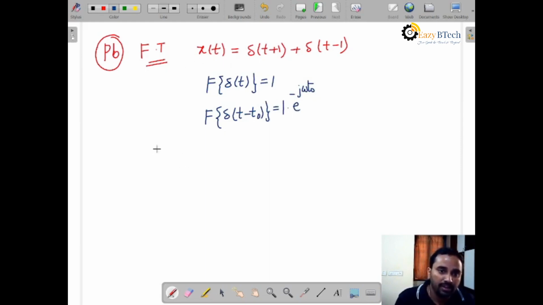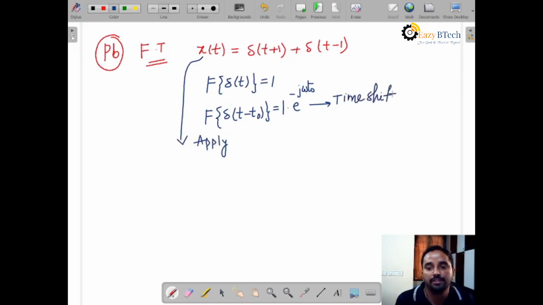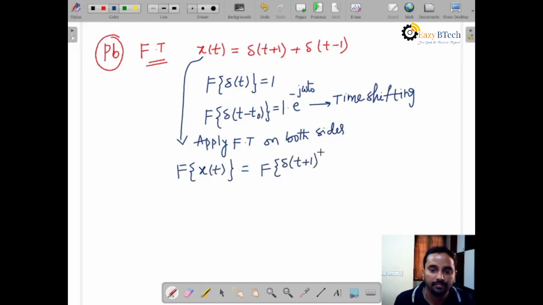Now the Fourier transform of x of t. Apply the Fourier transform. This is the time shifting property. Properties are very helpful to do Fourier transform analysis easily. So apply the Fourier transform on both sides, then we get the answer. The Fourier transform of x of t is equal to the Fourier transform of del of t plus 1, plus the Fourier transform of del of t minus 1.